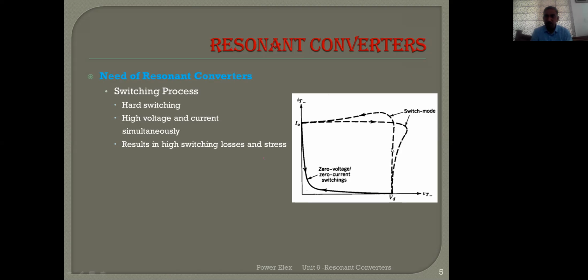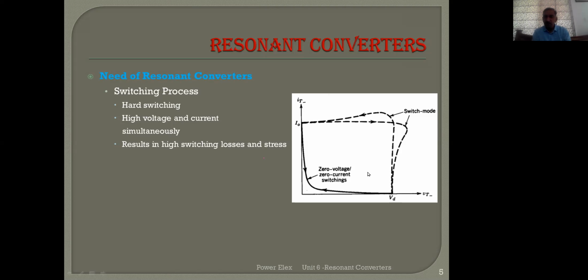And then it goes to forward blocking state, regaining its capacity to block the forward current. It means voltage across the device goes from minimum to maximum, voltage across the load goes from maximum to minimum, and current through the device is going from maximum to minimum.